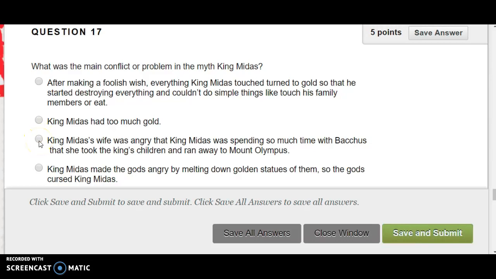King Midas's wife was angry that King Midas was spending so much time with Bacchus that she took the king's children and ran away to Mount Olympus. King Midas made the gods angry by melting down golden statues of them, so the gods cursed King Midas.